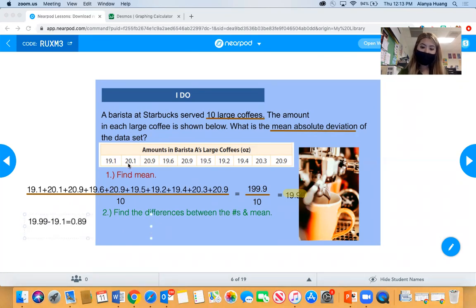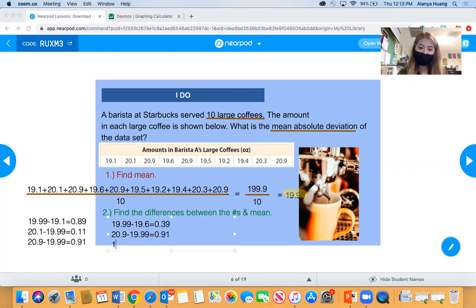Then we have 20.1. So I'm going to start with the bigger number minus the mean, which is 19.99. And that is going to be 0.11. Then we have 20.9 minus 19.99, and that is equal to 0.91. Next, we have the 19.99 minus the 19.6, and that gives us 0.39. Afterwards, we have 20.9 minus 19.99, and that is 0.91.